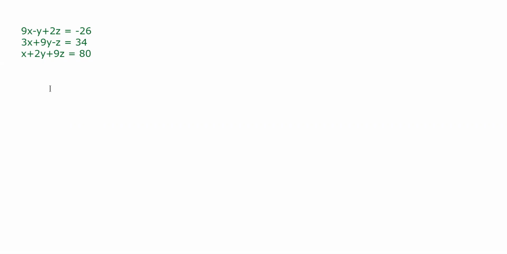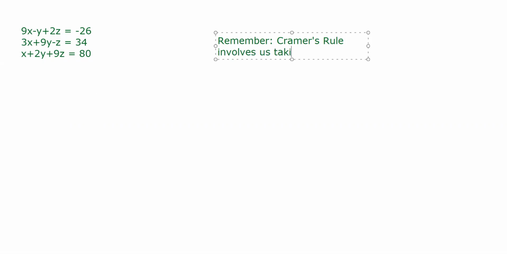So we're going to solve this system of three equations, three unknowns. We may need to use a calculator just to get some of the computations down. So if you remember, Cramer's rule involves us taking determinants. We introduced the idea of a determinant last time.